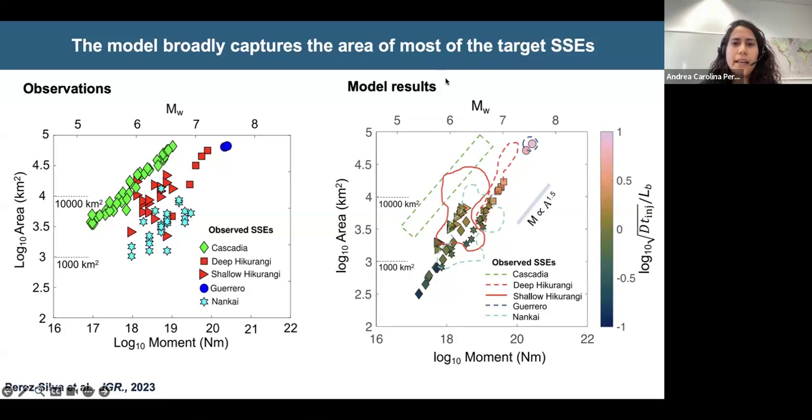So we also compare the area of the target SSEs. As you can see, the results fit much less well in this case. The model broadly captures the area of some of these events, especially the ones in Hikurangi and also Mexico, but it doesn't capture the area of Cascadia SSEs, and we believe this is probably because these are very elongated events, and we consider a radial perturbation of pore pressure.